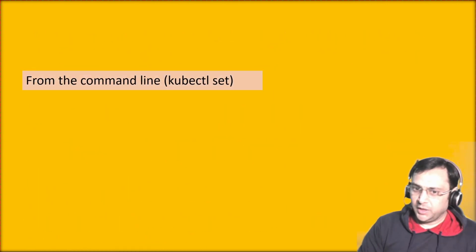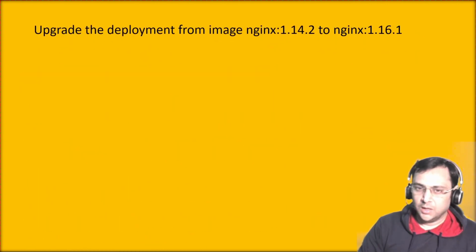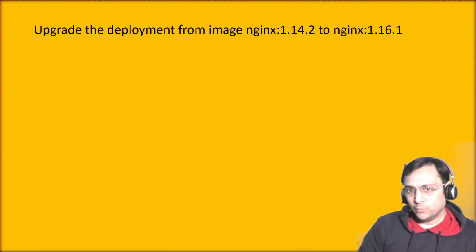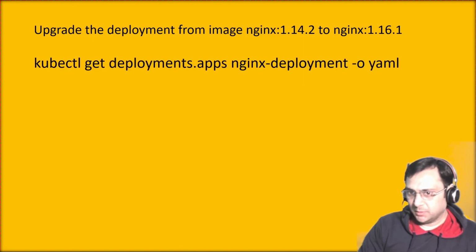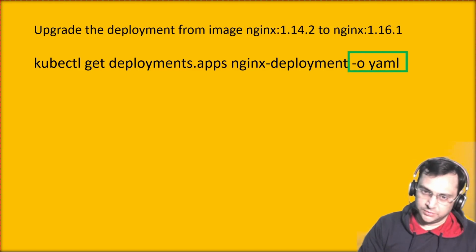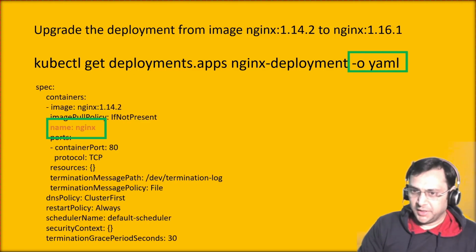Let's explore the command line first. Let's suppose we want to upgrade our existing deployment from image nginx 1.14.2 to nginx 1.16.1. Please note that we are going to upgrade the container image. Thus, we have to identify the container name first. For this reason, we can execute this command with the -o yaml option. At the end, the user can observe the container section. From there, one can see the container name. Now we have the container name and the image name that we want to upgrade.